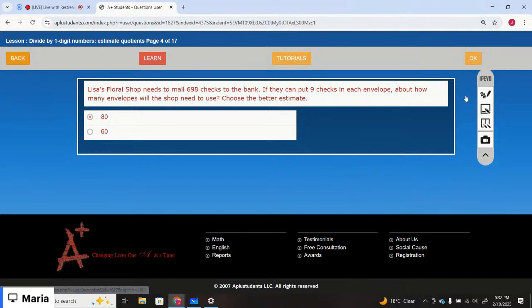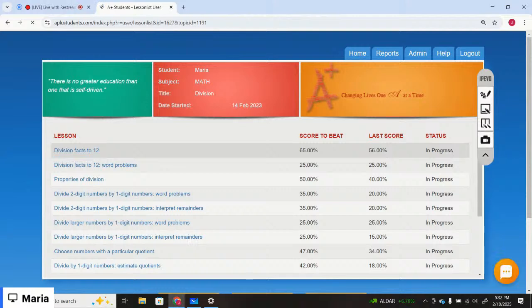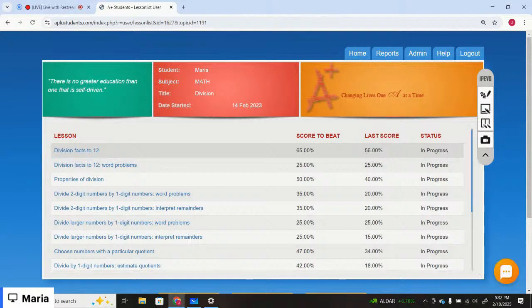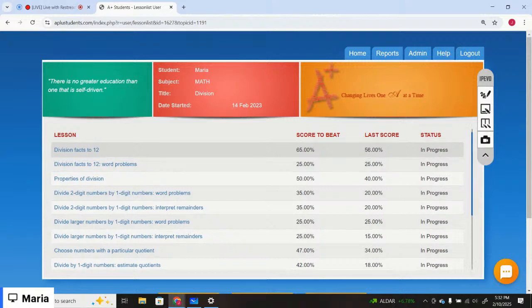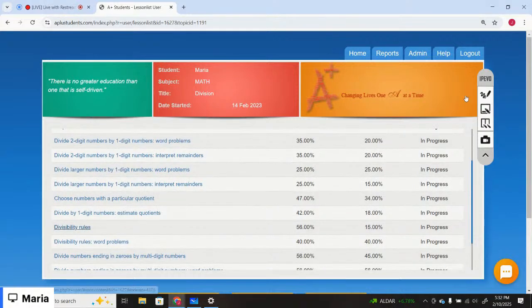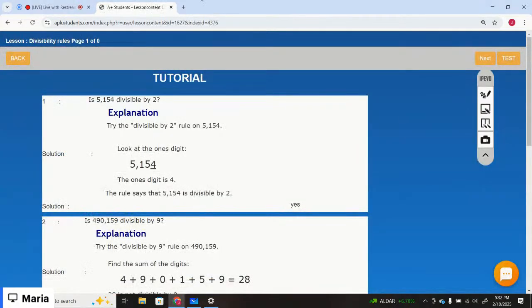Okay, you can complete the lesson by yourself later today. Let's just move on to the next lesson. The next lesson is divisibility rules. Let's just start with the lesson.